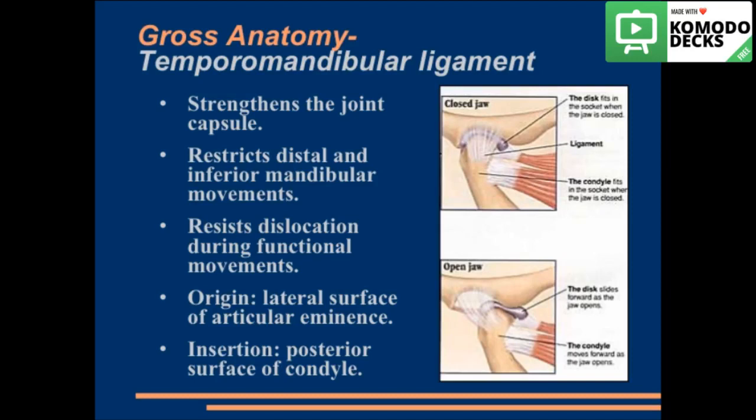The temporomandibular ligament, also called the lateral ligament, strengthens the joint capsule. It is the main ligament that restricts any distal and inferior mandibular movements. It also resists dislocation during functional movements. It starts at the lateral surface of the articular eminence and is inserted into the posterior surface of the condyle.